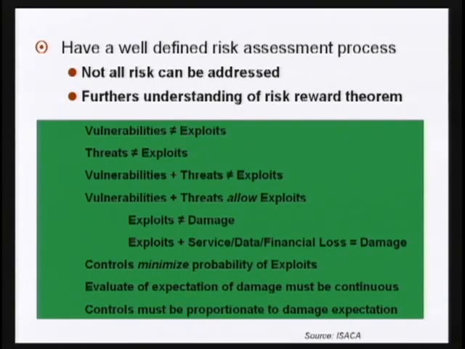Vulnerabilities plus threats is not equal to exploits as well, right? Because there might be a very, very insignificant vulnerability that might take an enormous amount of effort to exploit for a threat. And so they might choose not to do it. So the fact that a vulnerability exists and a threat exists does not mean that an exploitation of that will happen. But vulnerabilities plus threats allow exploits. Other points here are self-explanatory, so I won't spend too much time on that, but we can talk about that if you have questions on that.